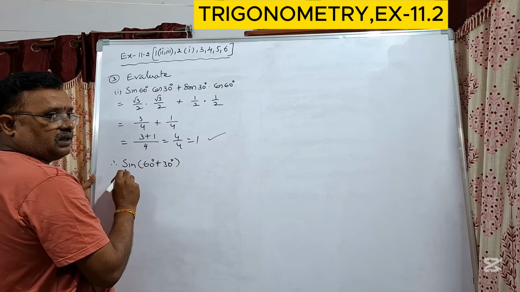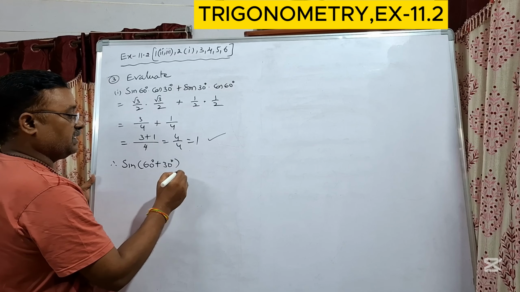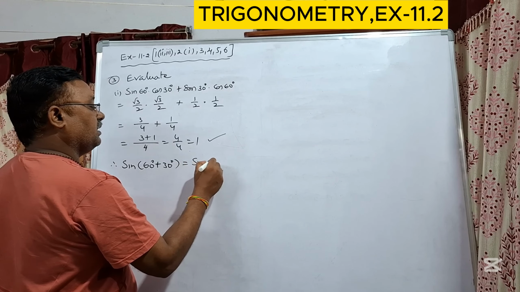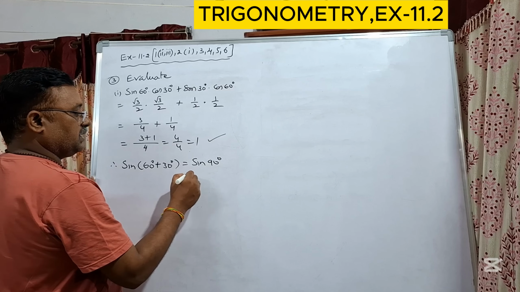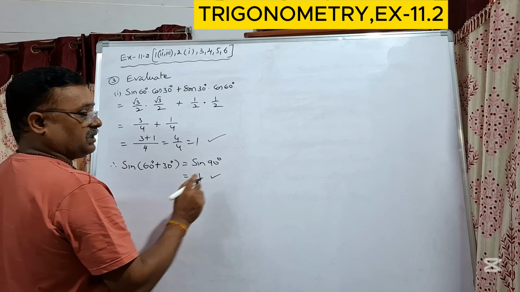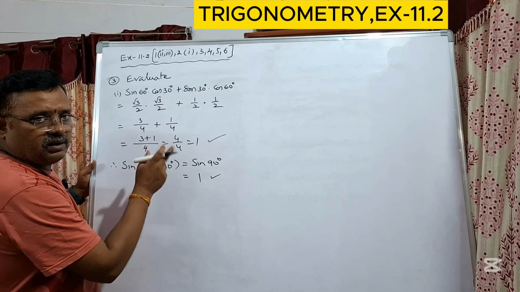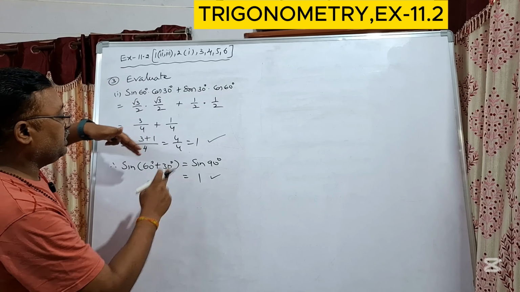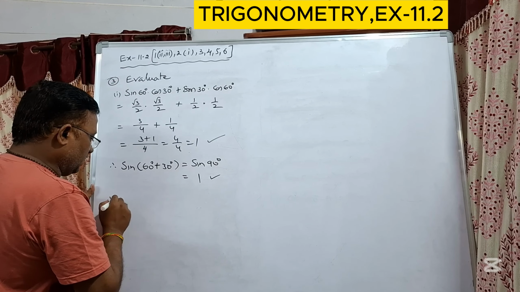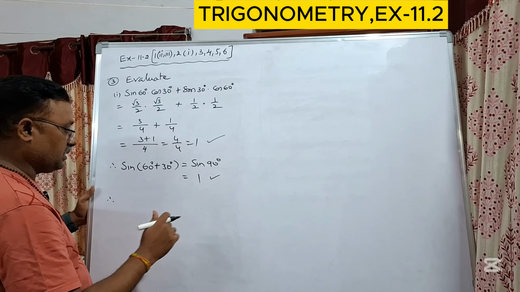Therefore, the next value: sine of 60 degrees plus 30 degrees is nothing but sine 90 degrees only, na? Sine 90 value is 1 only, na? That is also completed. What do we conclude? Both are giving equal value. Therefore, that conclusion they are asking, so we need to write.